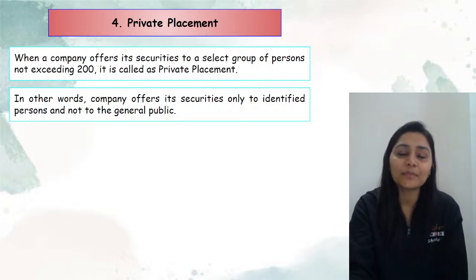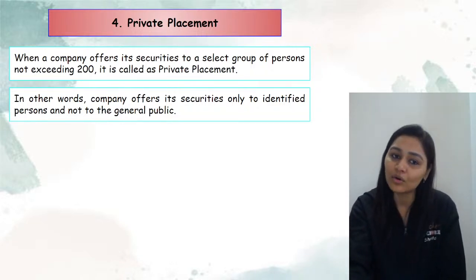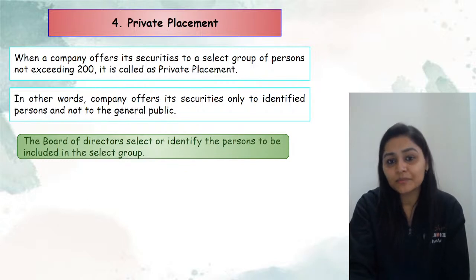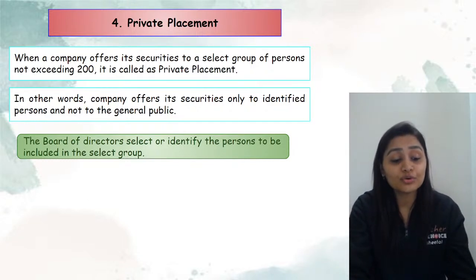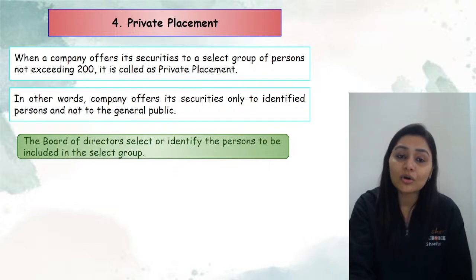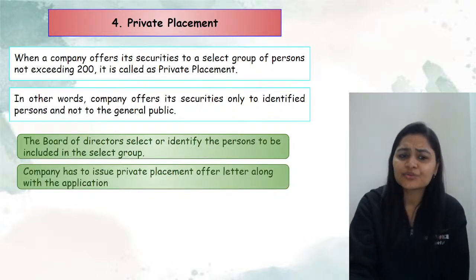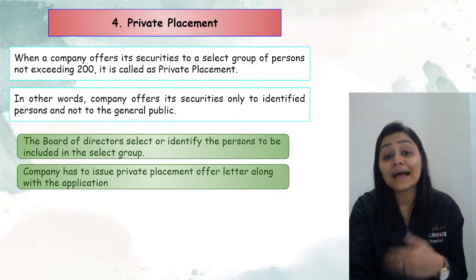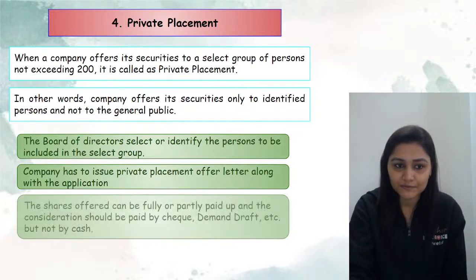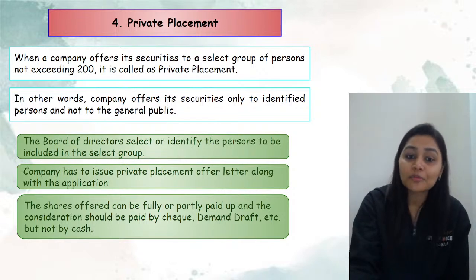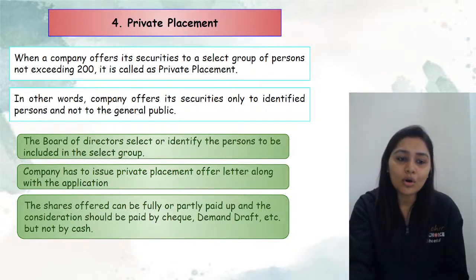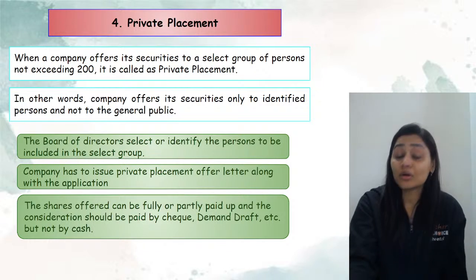So जिन लोगों को वो जानते हैं, पहचानते हैं, only to those people they are going to make the offerings. The board of directors select or identify the persons to be included in this group. So who's going to decide कि किसको मिलना चाहिए, किसको नहीं मिलना चाहिए? Of course, it's going to be the board of directors. The company has to issue private placement after having an application made to the ROC, registrar of companies. The shares offered can be fully or partly paid up, and the consideration should be paid by cheque or demand draft or any other method, but cannot be done by cash.